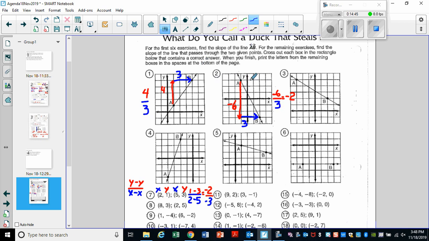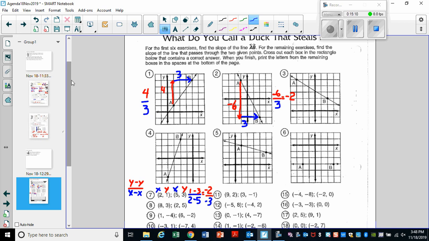To the second example, we went 6 down. So that's why we put -6. So if we go from top to bottom, it's negative. And then we go to the right, 1, 2, 3 spots. So our slope is -6 divided by +3, and your result is -2.